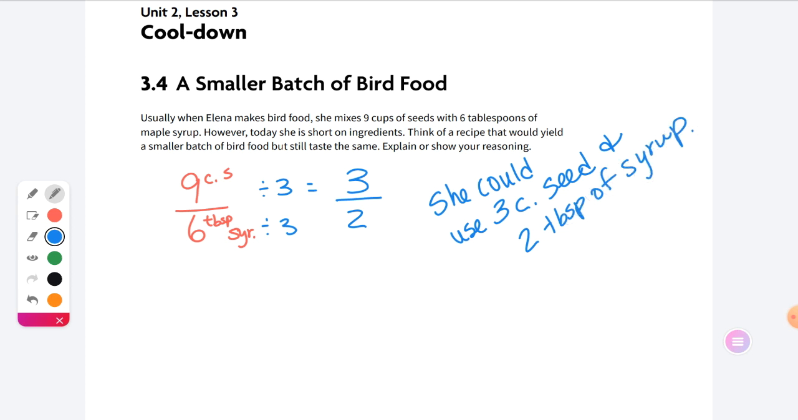Who can give me another answer? Did anybody get a different answer? I explained it. Okay, yeah, so your explanation would be because if she divides both sets of ingredients by 3, it would still taste the same. You should have, yes, had an explanation. What else could I have done?